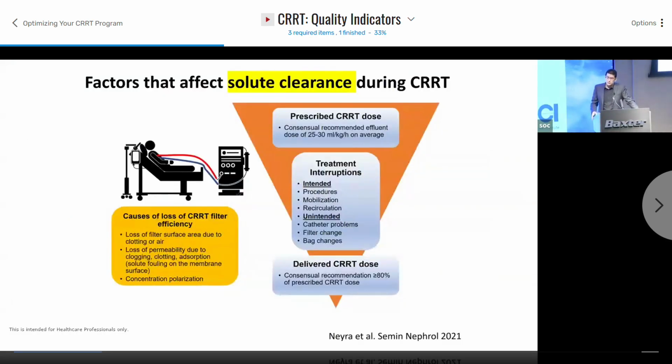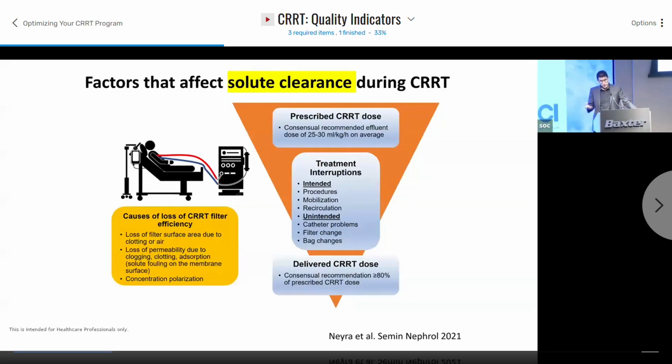Now, when we talk about factors that can affect solute clearance during CRRT, of course, from our prescribed dose to our delivered dose, there are many things that happen. As I mentioned, there are treatment interruptions. Some of them could be intended, like procedures. The patient needs to be mobilized outside the room, recirculation procedures, and also unintended, right? A lot of the time related to catheter problems, filter changes, bag changes. All that create small interruptions in the treatment, and if you add them together, you're going to have a significant interruption throughout the day.